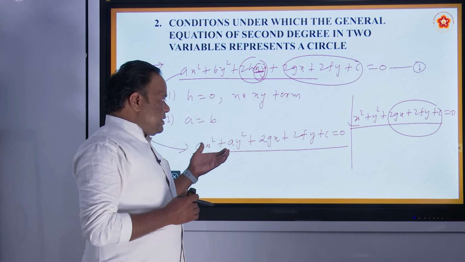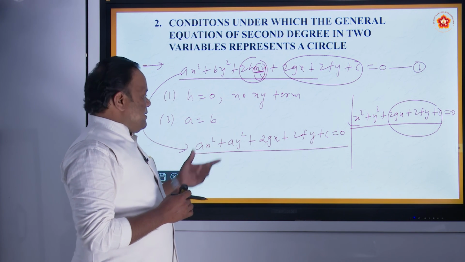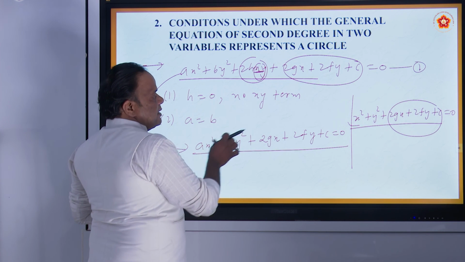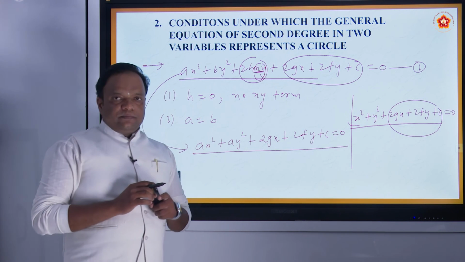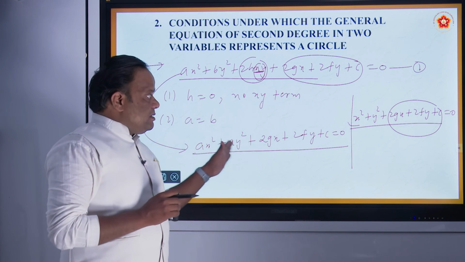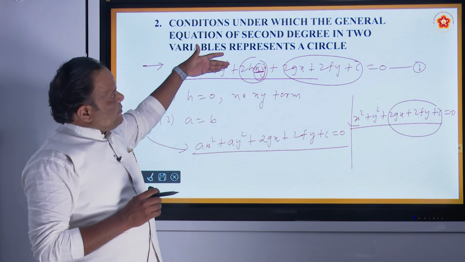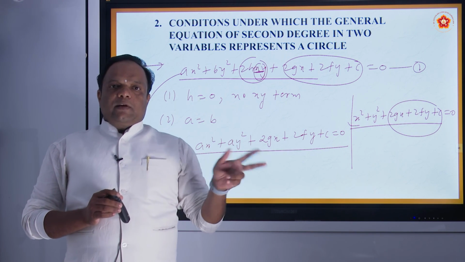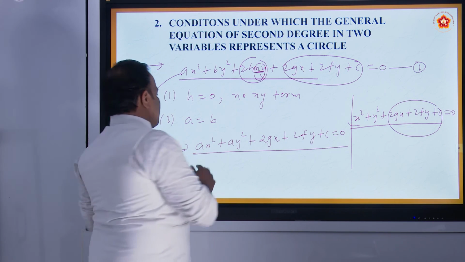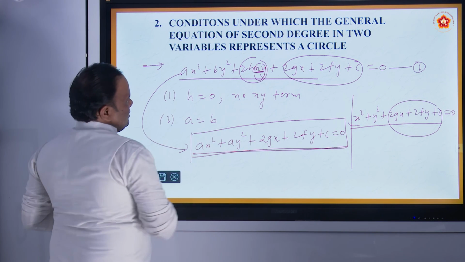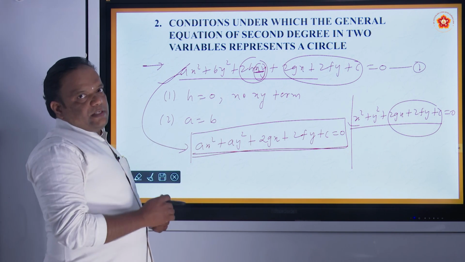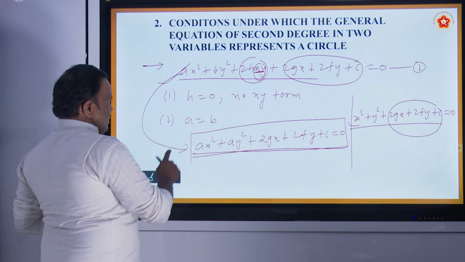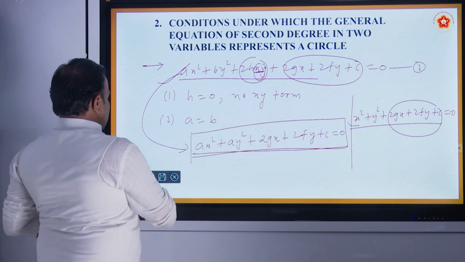The condition is, you see here, a equal to b means both are the same, whatever it may be: 1 and 1, 2 and 2, 3 and 3. So both are the same. The first condition is that there is no xy term in the circle equation. If this equation represents a circle, put h equal to 0 and put a equal to b. Then this equation always represents a circle. Okay, this is the second degree equation in two variables, and this is the condition for the second degree equation to represent a circle.